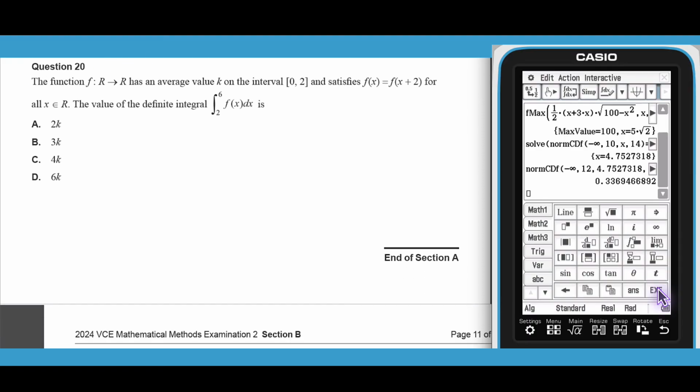Question 20 involves a periodic function f of x with a period of 2 and an average value from 0 to 2 of k. As the function is periodic, it will have the same average value from 2 to 4 and from 4 to 6, and therefore will have the same average value from 2 to 6. As such, the definite integral from 2 to 6 of f of x dx divided by 6 minus 2 will be equal to k. From that, we can deduce that the definite integral from 2 to 6 will be equal to 4k, which is answer C.